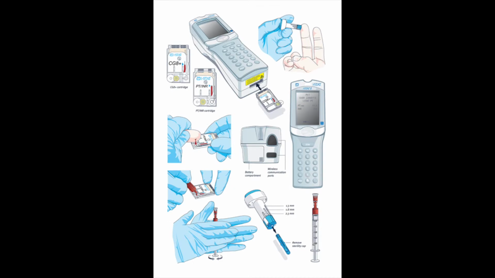Now, the sample that is in the syringe, we want to mix it vigorously by rolling the syringe between the palms of your hands for 5 seconds, inverting it and then repeating, rolling for another 5 seconds.